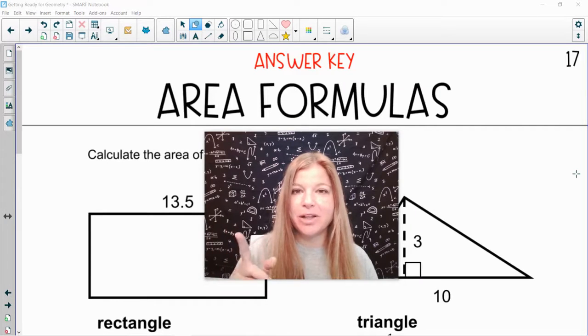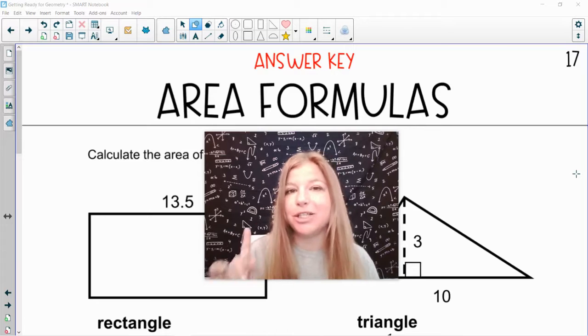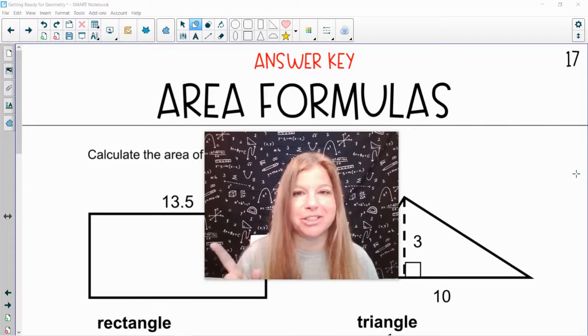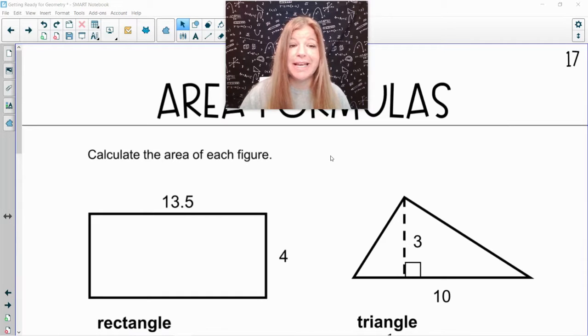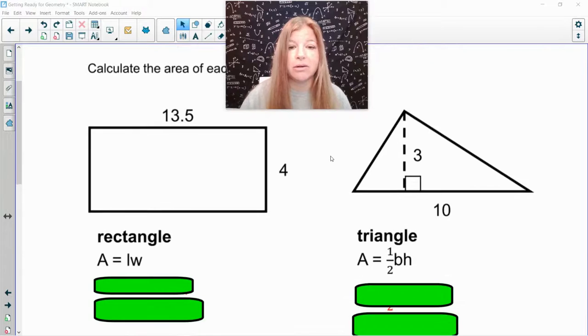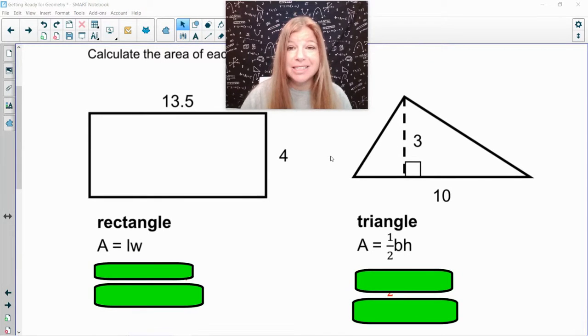Hey guys, we are looking at area formulas for four basic shapes: a rectangle, a triangle, a parallelogram, and a trapezoid. Let's take a look. So the directions say calculate the area of each figure. The first two figures that we're going to take a look at are a rectangle and a triangle. And honestly, these formulas don't get any easier.